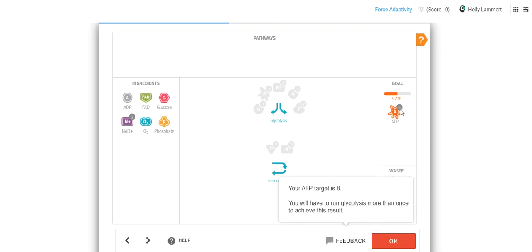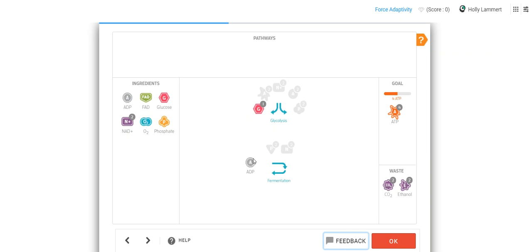Okay, so we want to get 8 ATP, so what do you think we have to do? We have another glucose. Let's go ahead and run that again. Putting in energy, ATP. All right, and generating a pyruvate and taking our electron carriers.